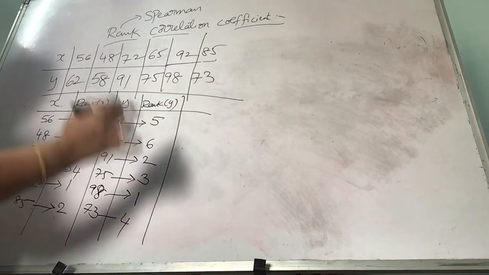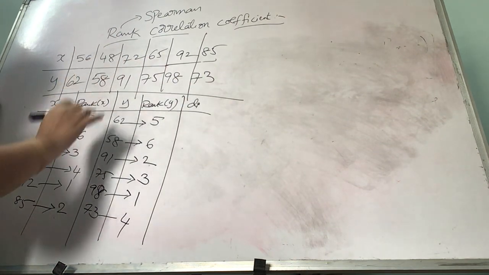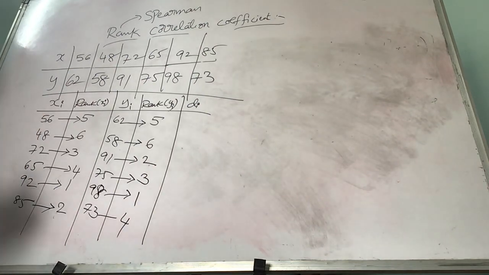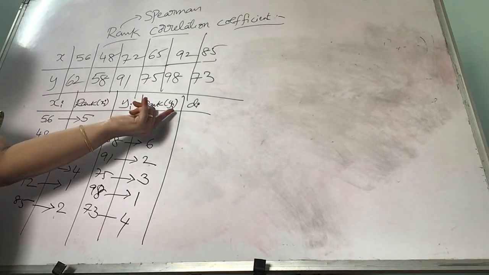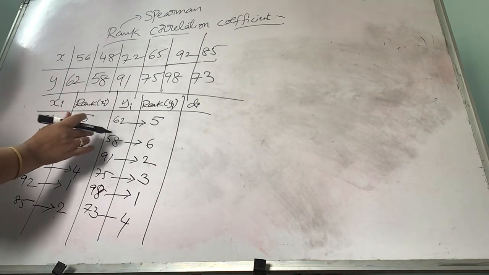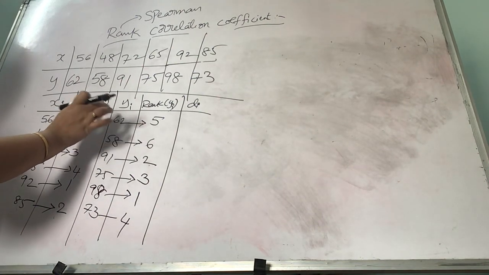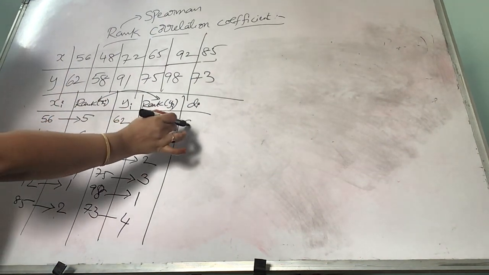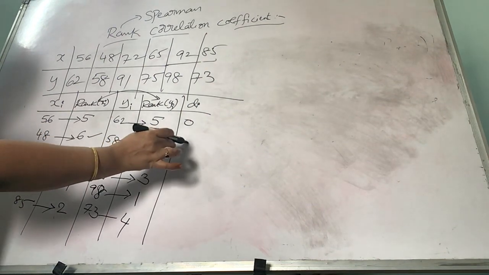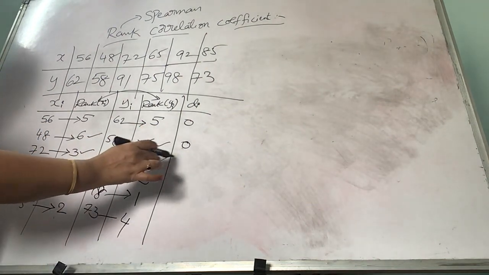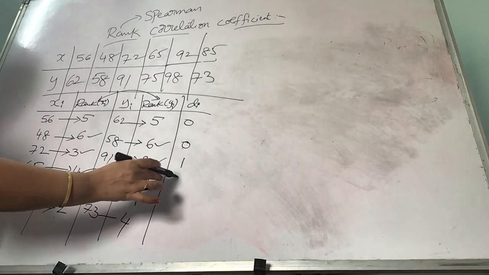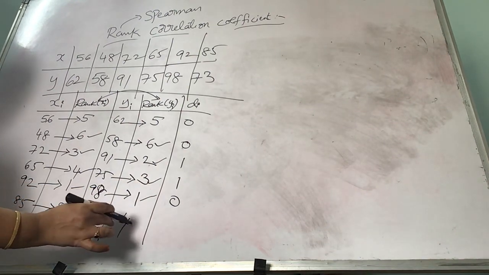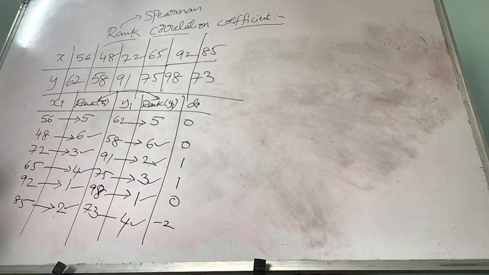Now we calculate the difference between the ranks, di. Di means rank of xi minus rank of yi. Di is the difference between the ranks of xi and rank of yi. Okay. Now we take the subtraction of these two columns, rank of xi minus rank of yi. 5 minus 5 we get 0. Next 6 minus 6 we get 0. 3 minus 2 we get 1. 4 minus 3 we get 1. 1 minus 1 we get 0. 2 minus 4 we get minus 2. These are the di values.